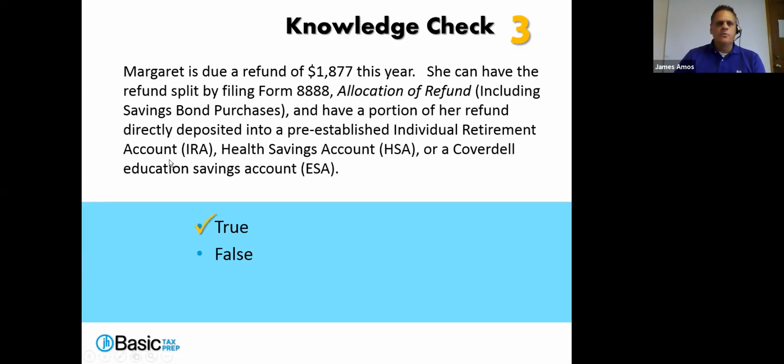There's a lot of info there. What this is trying to show you is you have so many options for a refund. You've got this $1,877. She can have part of it put into a savings bond purchase. And remember, we were saying the U.S. savings bonds and notes and so on. She can use part of it to purchase those and put the rest of it into her individual retirement account or health savings account or Coverdell savings educational account. So those are all options. That's all they're trying to show you.